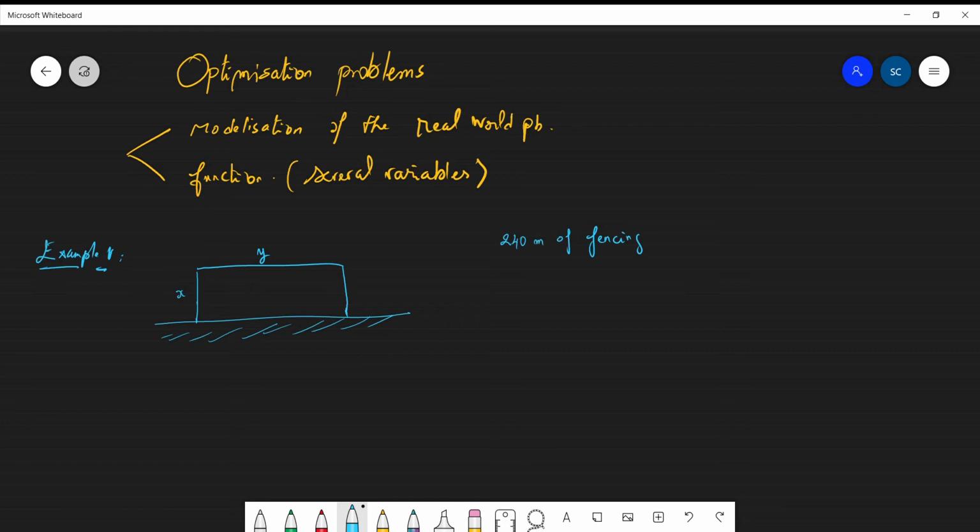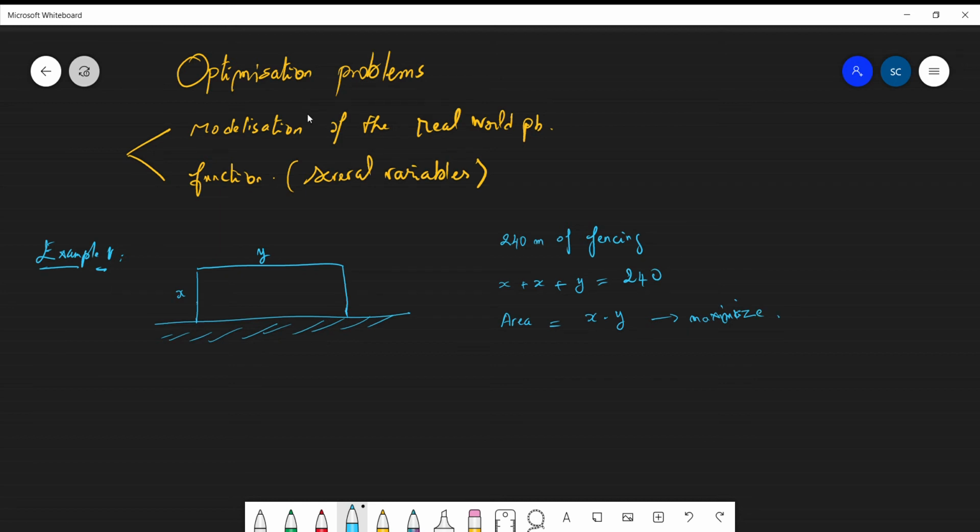Here we have two quantities. Fencing, that means I will cover a distance. So if we want to cover all the 240 meters, that means we will have x plus y equal 240? Yes. And then the other information, we want the maximum area. The area of the rectangle is x times y, and we want to maximize this quantity.